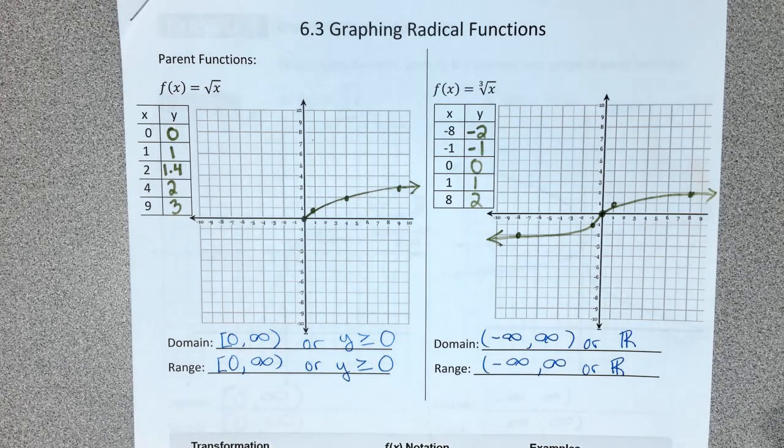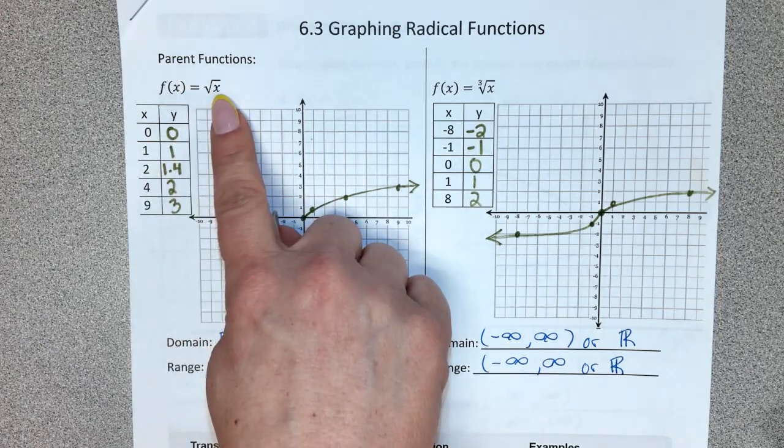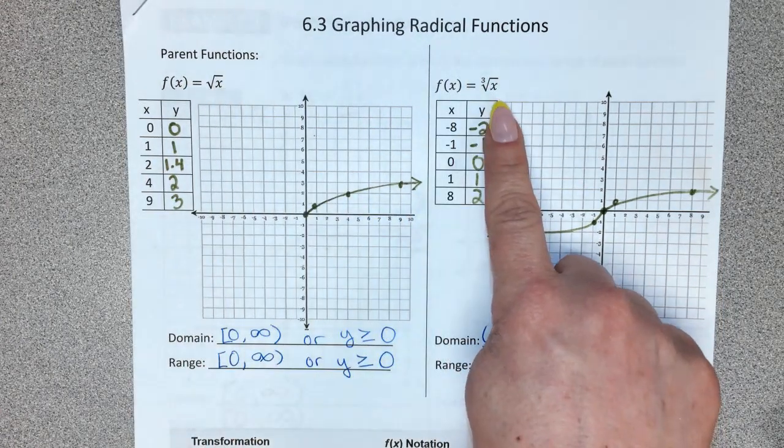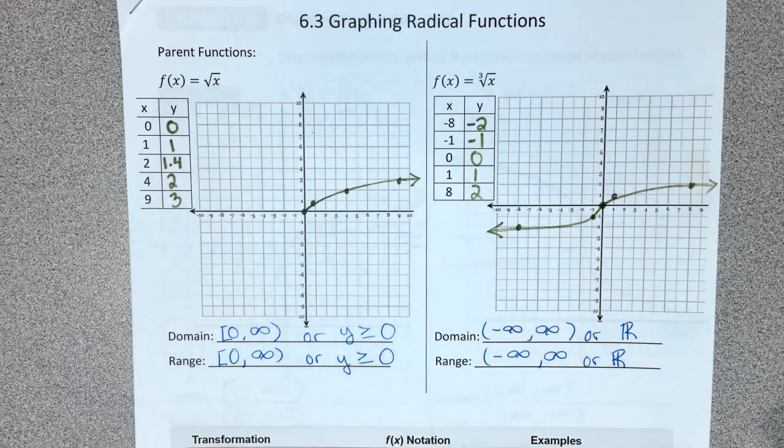All right, everybody, let's do some graphing radical functions. The first thing you see here is the parent functions. We're going to focus on two of them. Any radical function could have a different index. Of course, the square root function has an index of 2. The cube root function has an index of 3. We're going to focus on these.